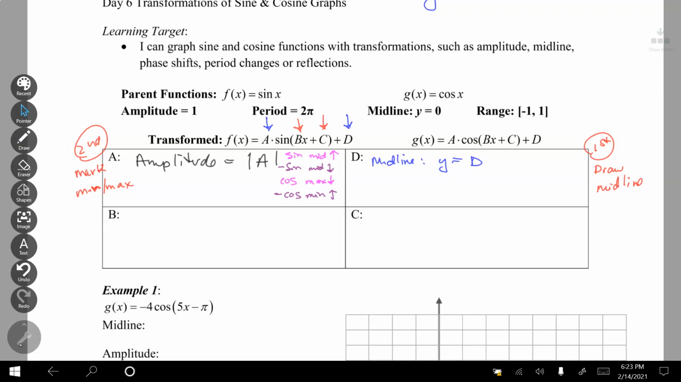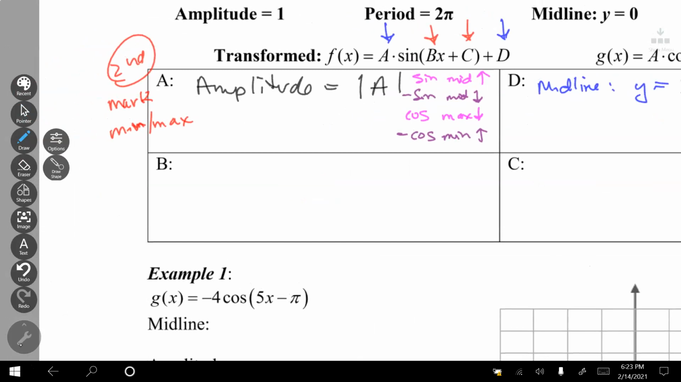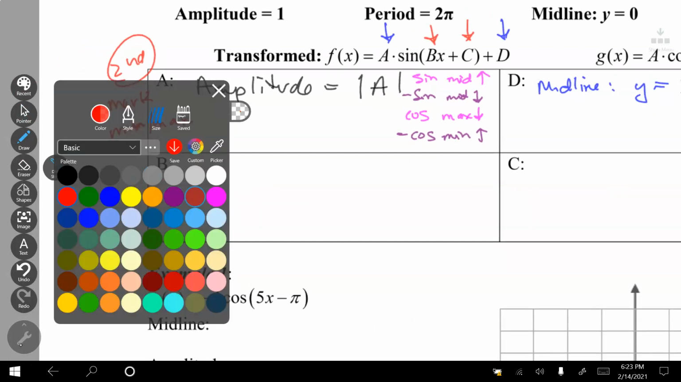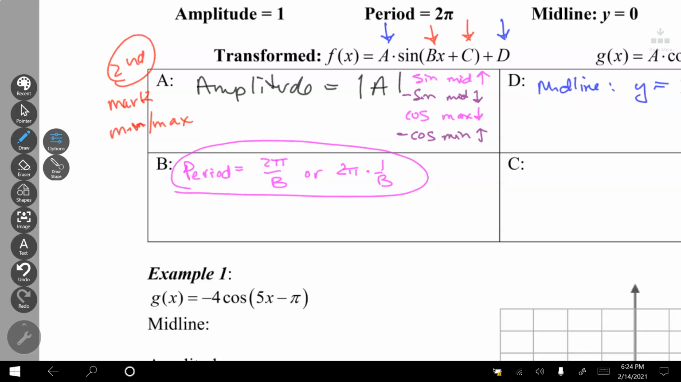Now the other 2 things we're going to talk about are B and C. I'm going to do B first. B helps out with the period because it changes the x. It's a horizontal stretch or compression. And the period is a formula, 2 pi over B, or 2 pi times the reciprocal of B. That is my formula for period.